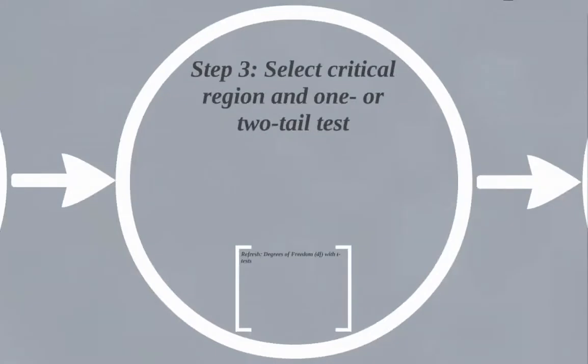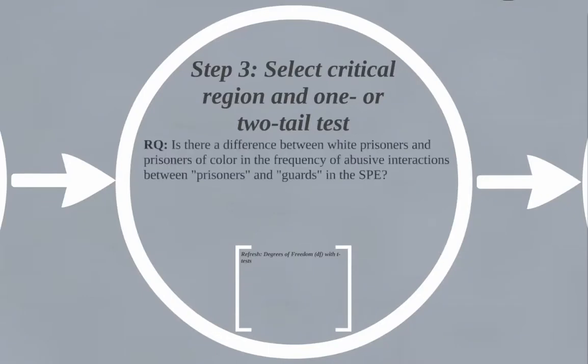So now we have to move on to step 3. We have to select our critical region and our 1- or 2-tailed test. Again, let's go back to our research question: is there a difference between white prisoners and prisoners of color? This is important, right?